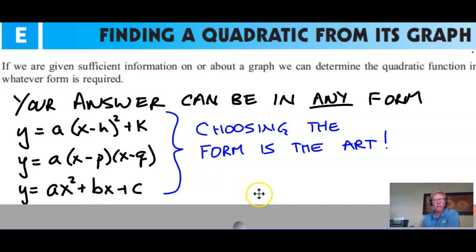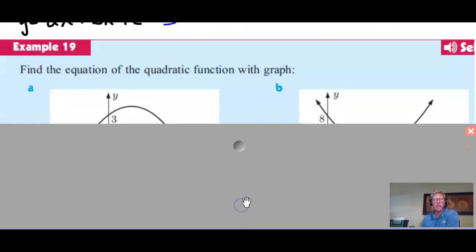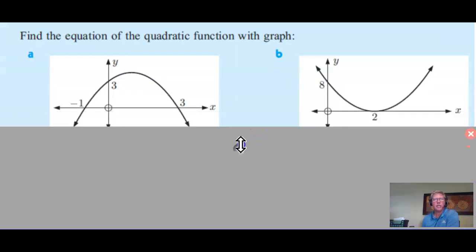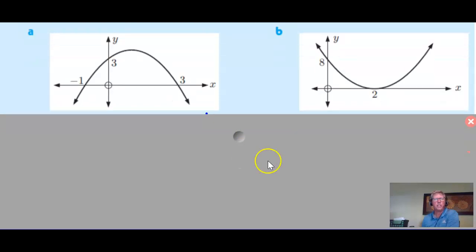We're going to do a few examples, and then I'll get out of your way. Find the function for the graph. We'll do two. The first thing you need to do is lean back and say, what do I notice?